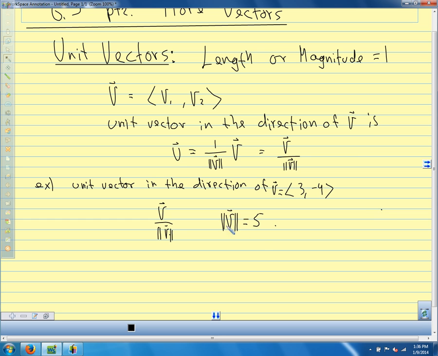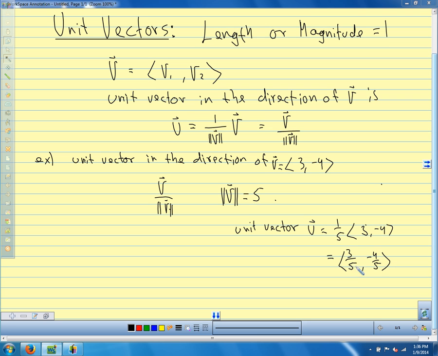So the magnitude of our vector is 5. So our unit vector, call it u, is 1/5 times the vector 3, -4. And I could also write that as 3/5, -4/5. And if we found the magnitude of this vector, we would see that it does come out to be 1. So there's our unit vector.